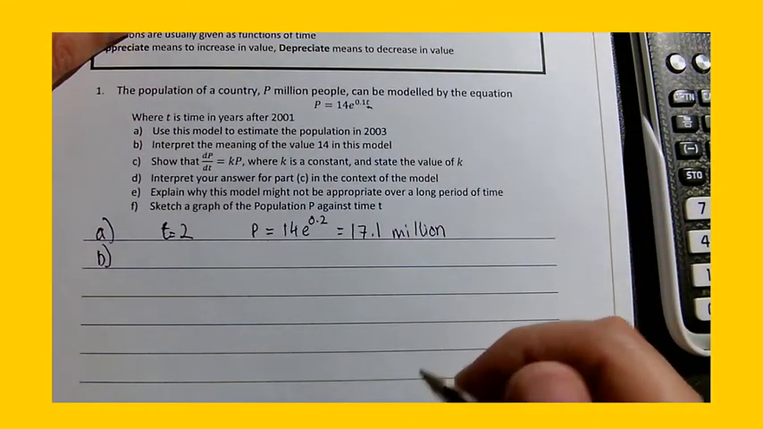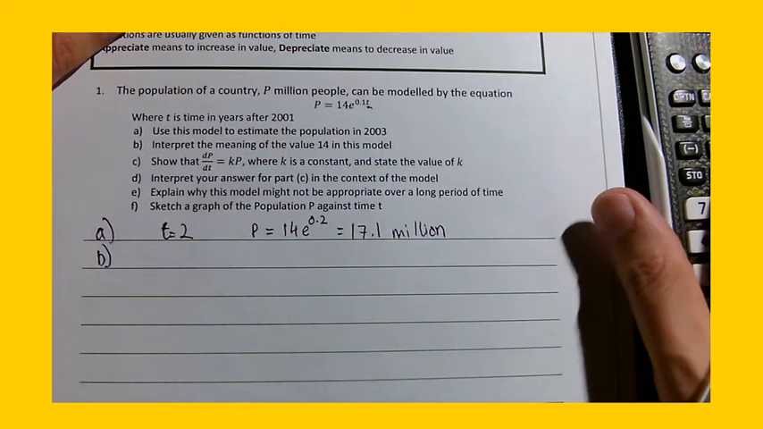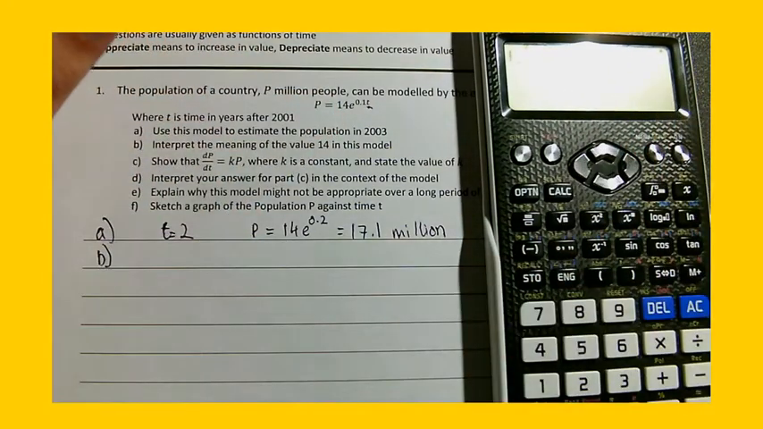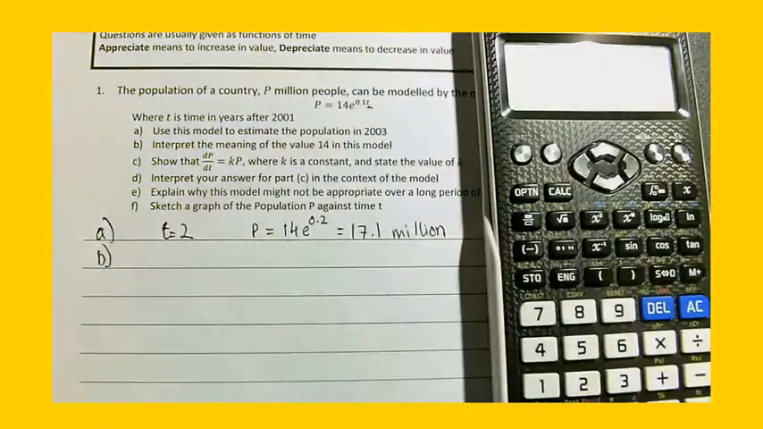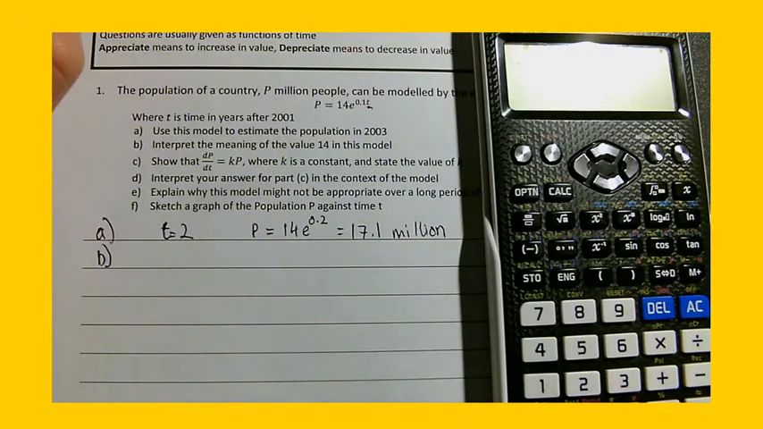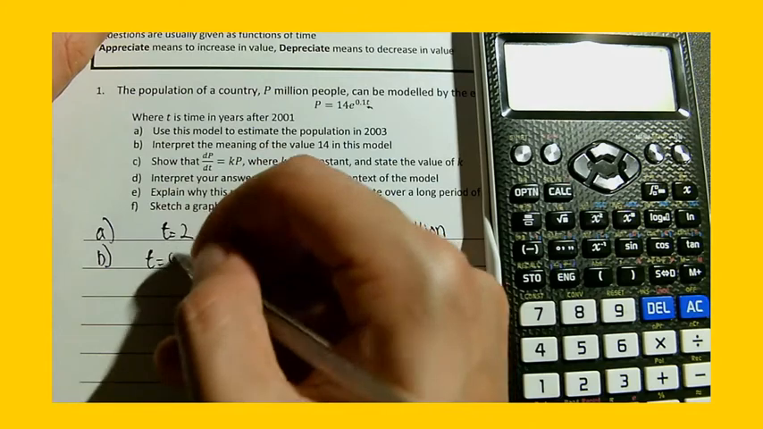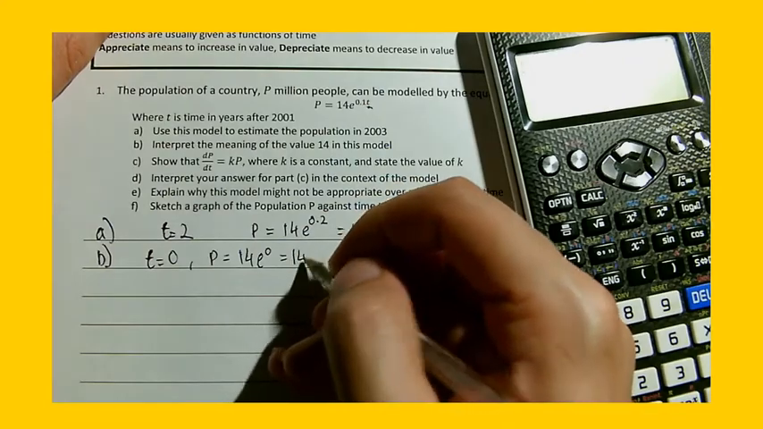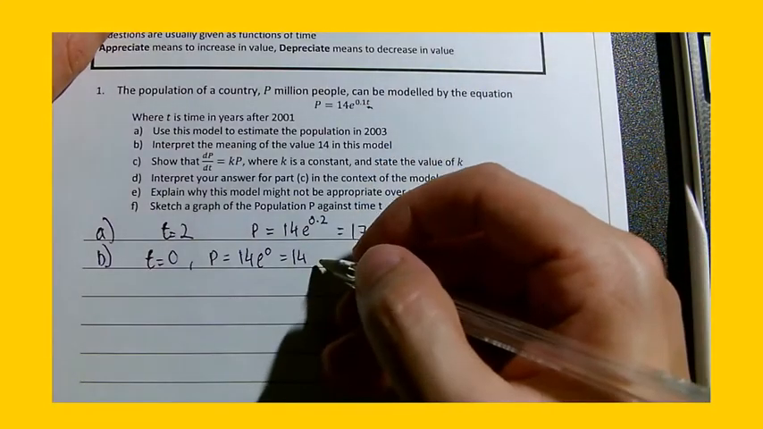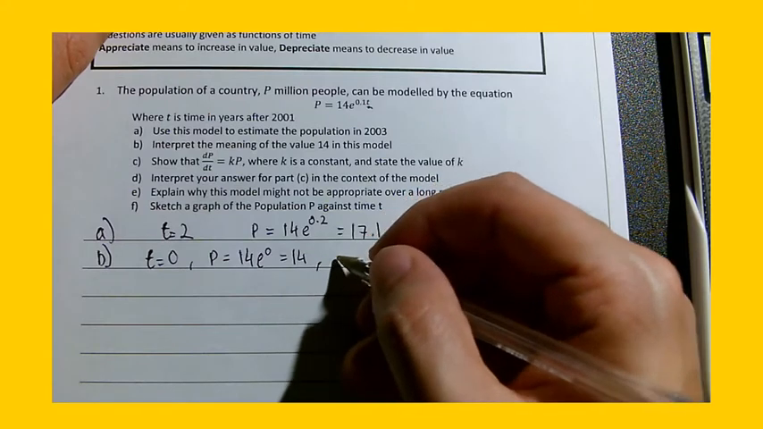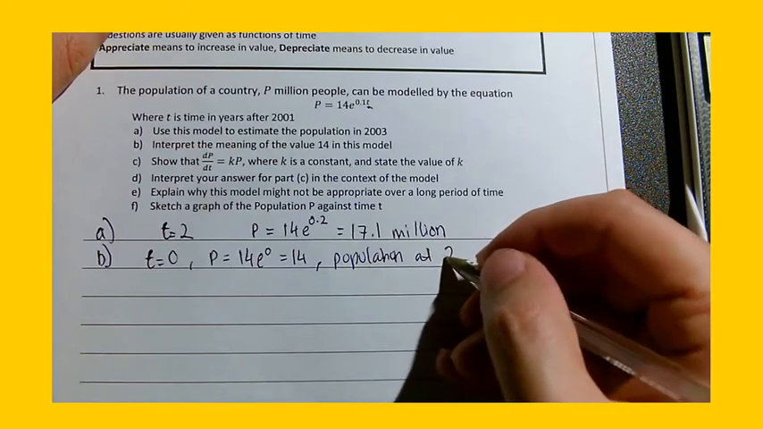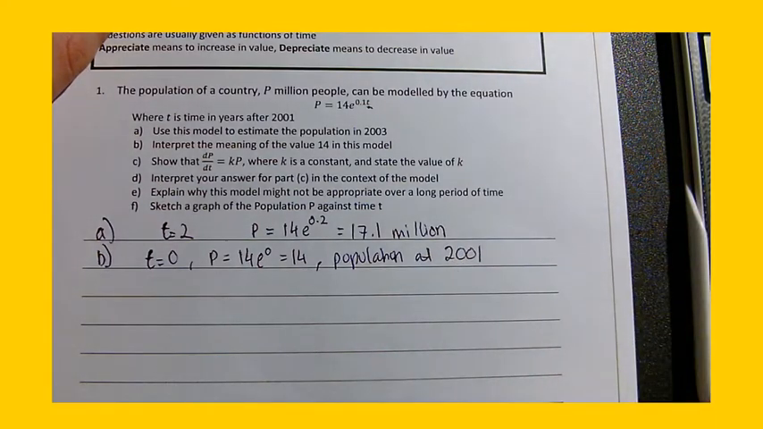Part B, interpret the meaning of the value of 14 in the model. Now this is a very common question, and I always say to my students that the first thing to do is type in t equals 0. When you type in t equals 0, what do you notice? Well, you get 14e to the 0, which is 14. So 14 actually represents the population when t equals 0. So in this context, the population in 2001.